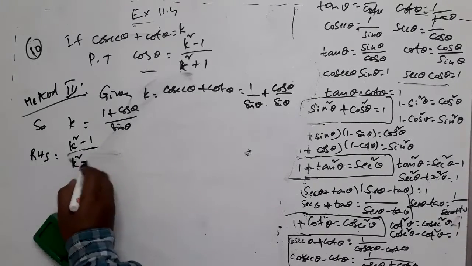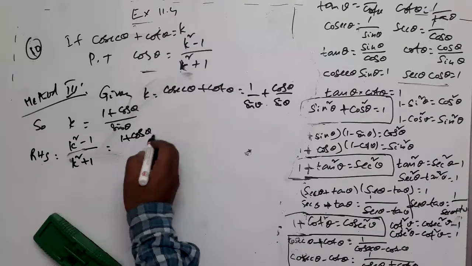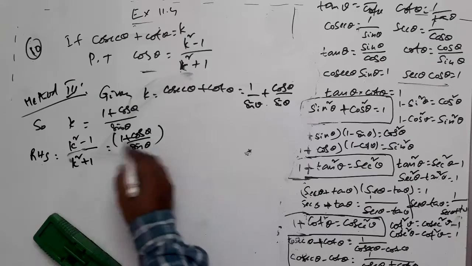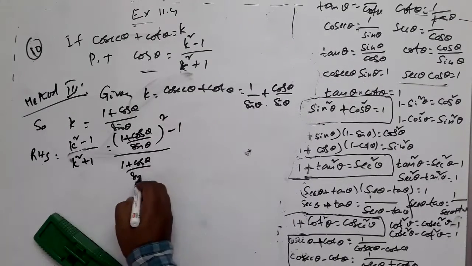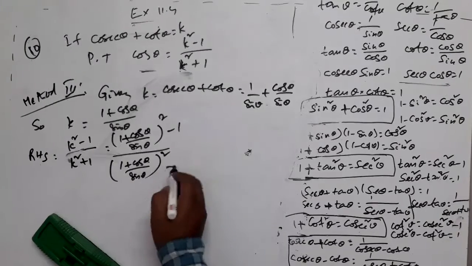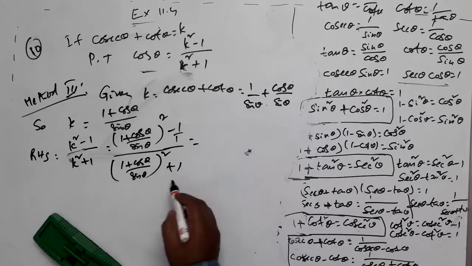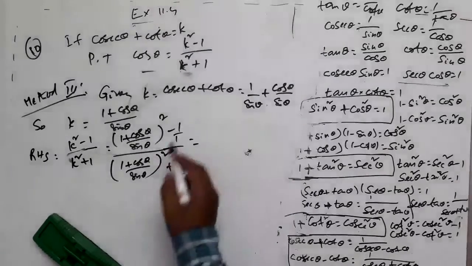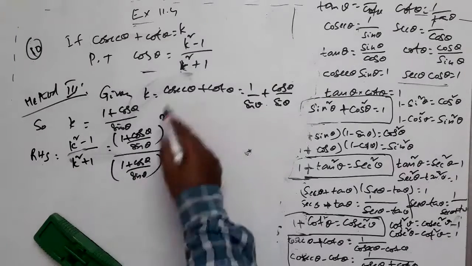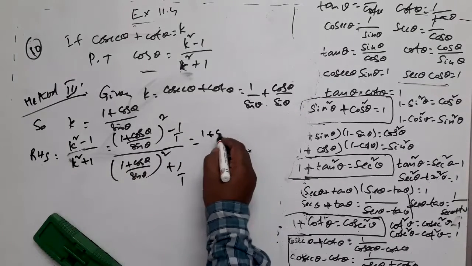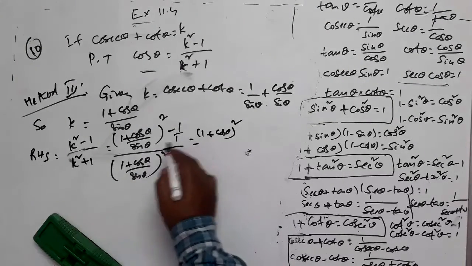(k² − 1)/(k² + 1). What is k? k is (1 + cos θ)/sin θ. So it is ((1 + cos θ)/sin θ)² − 1 over ((1 + cos θ)/sin θ)² + 1. Let us simplify further. This is (a/b)², that is a²/b². So we get (1 + cos θ)²/sin² θ − 1.